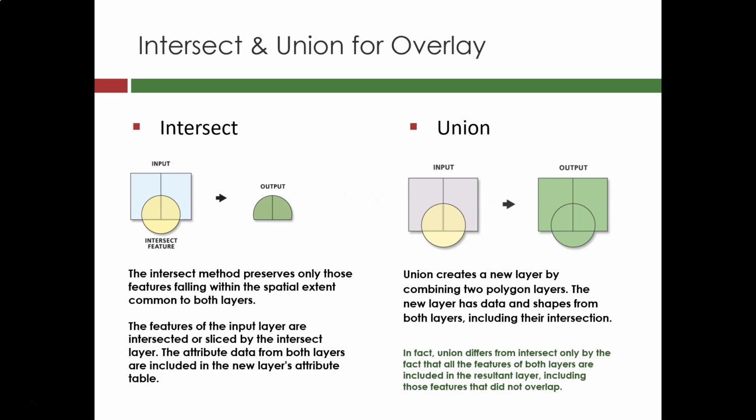Both intersect and union tools are examples of overlay tools within ArcMap. The intersect method preserves only those features falling within the spatial extent common to both layers. The features of the input layer are intersected or sliced by the intersect layer. The attribute data from both layers are included in the new layer's attribute table. Union creates a new layer by combining two polygon layers. The new layer has data and shapes from both layers, including their intersection.